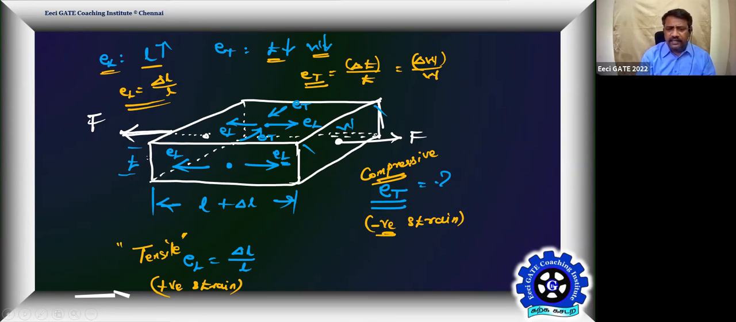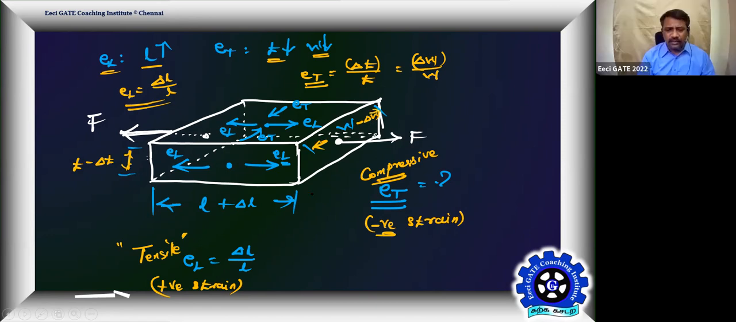So the final resultant width is going to become what? W minus delta W, and the final thickness is going to become what? T minus delta T after application of the force. Everyone getting this? Yes.